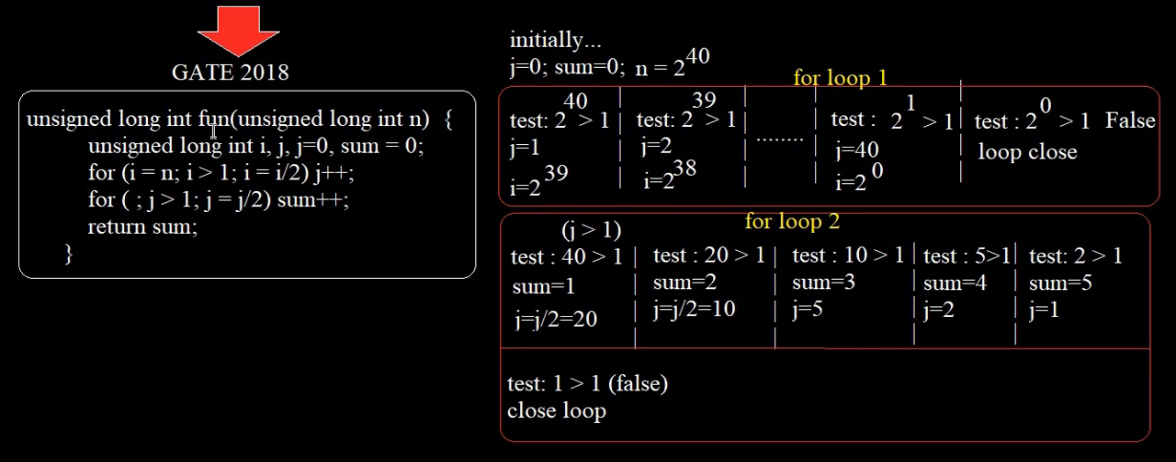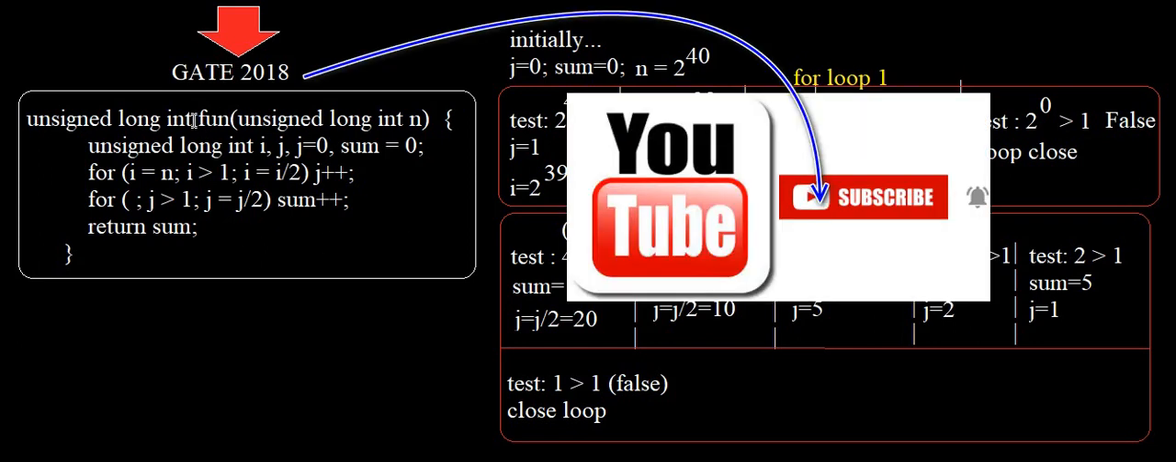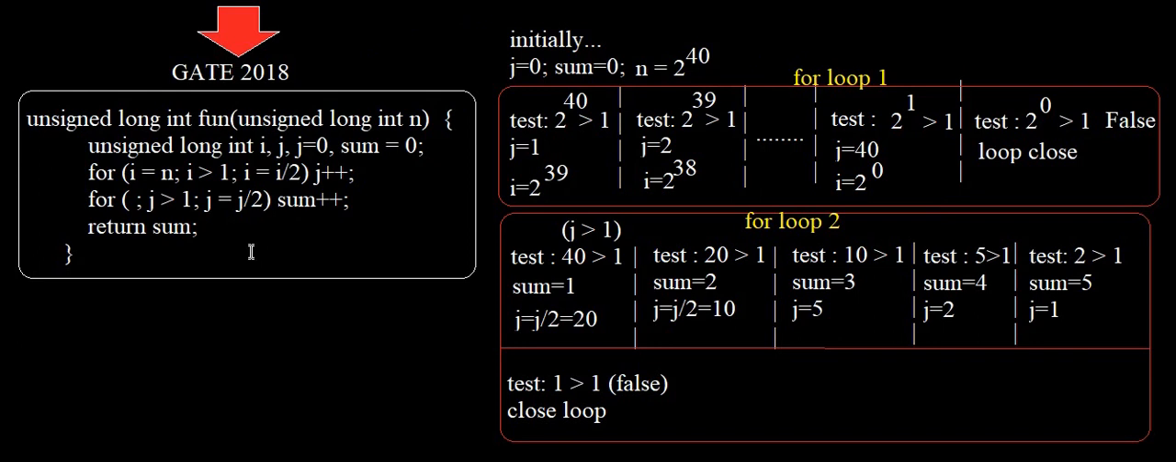Now let's see this question. We have a code given and we want to find out the output of this code. What is the execution of the code if n equals 2 power 40? Now let's see here.